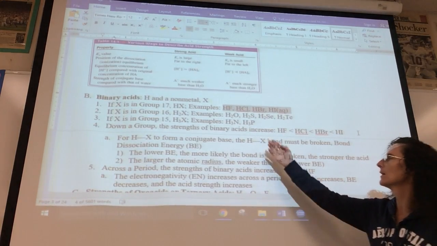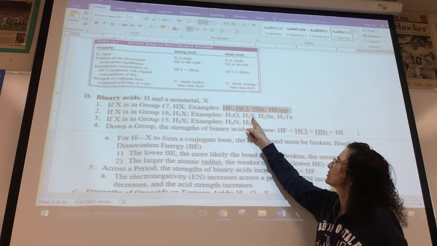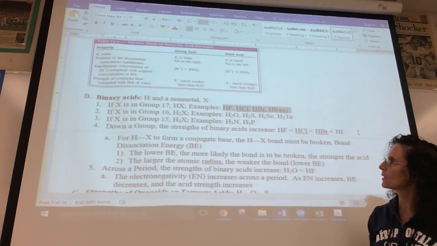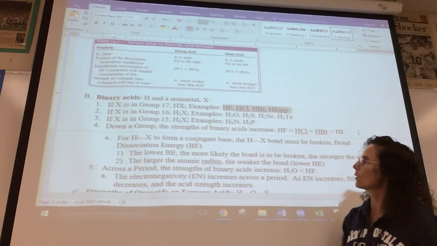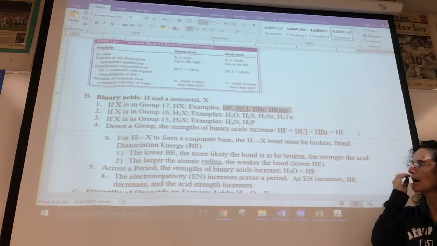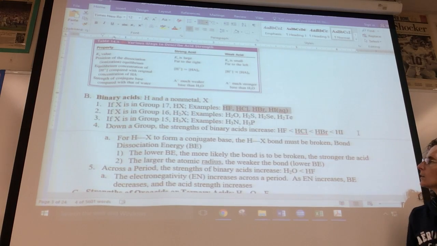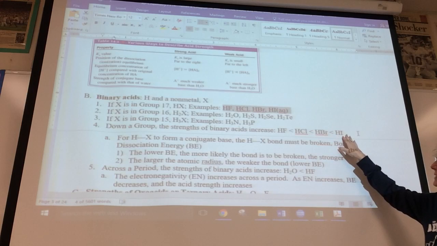From group 16, now this is water, hydrosulfuric, hydroselenic, hydrotelluric, hydronitric, hydrophosphoric. So those are all binary acids comprised of H and the anion, or I guess I should say non-metal would be safer. Down a group, the strengths of binary acids increase.